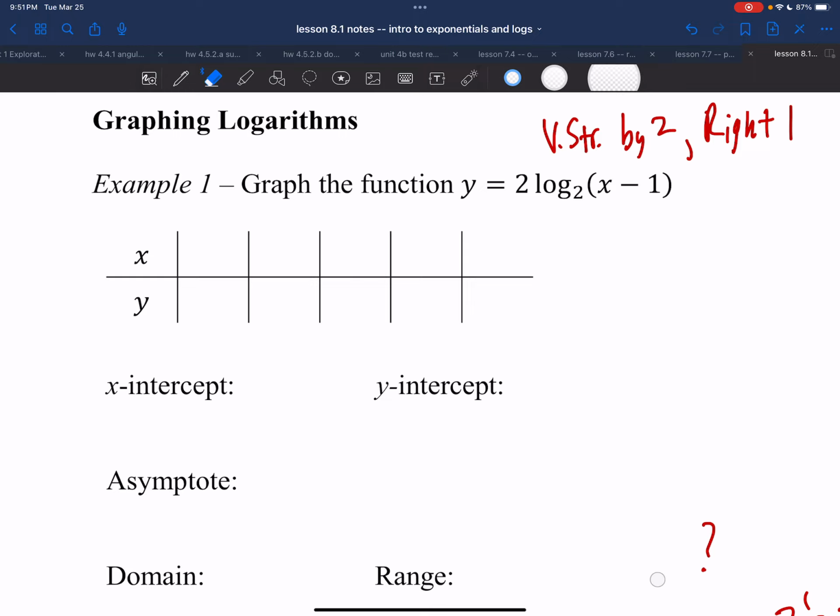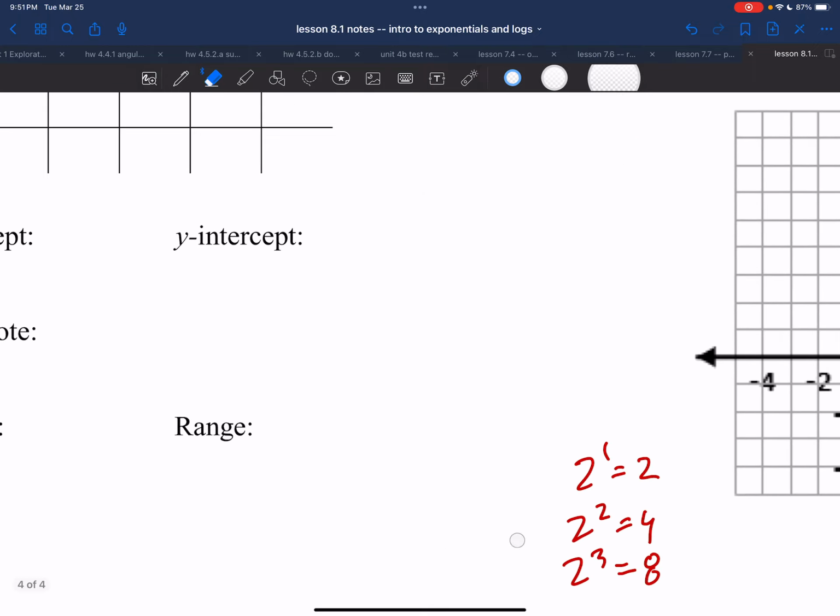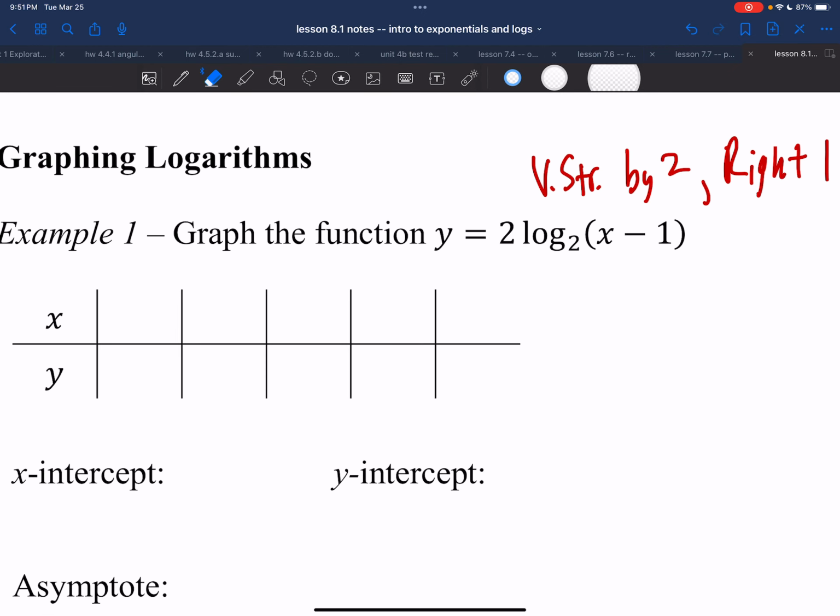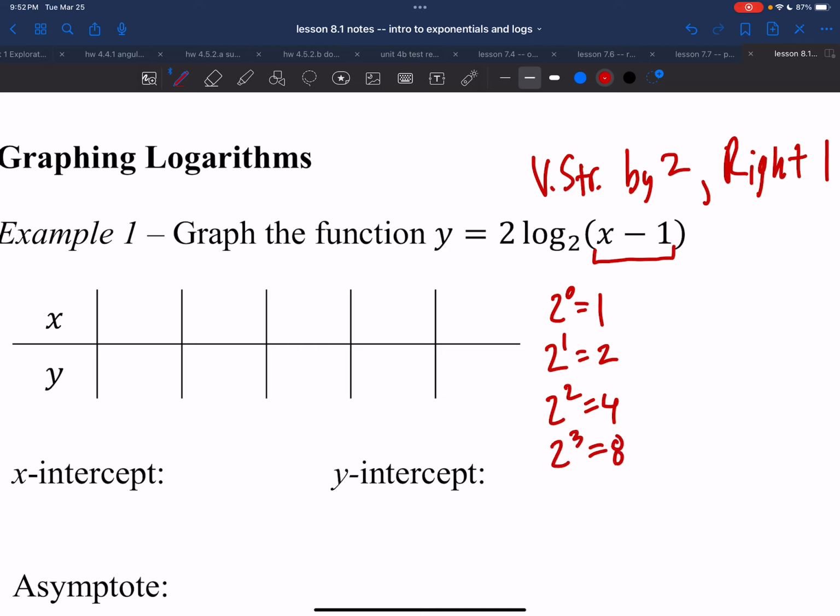So what would smart suggestions be? Well, the argument, you know, the thing inside. When I say argument, I'm talking about the inside of the log. You want the argument to be powers of the base, meaning what are powers of 2? Well, 2 to the 0 is 1, 2 to the 1 is 2, 2 squared is 4, 2 cubed is 8. Yeah? So what that means is 1, 2, 4, and 8 are good numbers. These are numbers I would like to get inside that parenthesis.